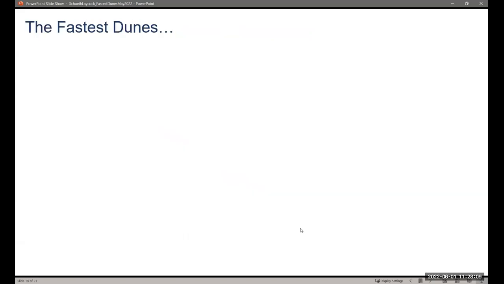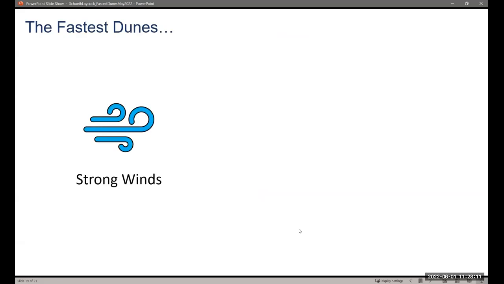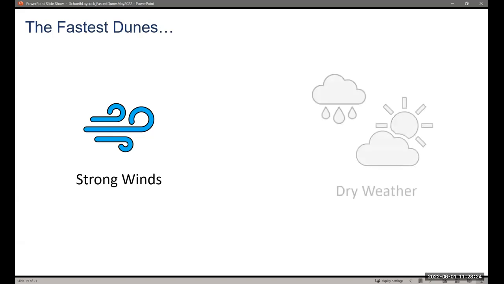And so in the end, the world's fastest dunes tend to be in environments with very strong winds, not necessarily fast winds, but strong winds. That strength relates to things like environment, or not altitude, the roughness of the terrain. Are there lots of hills and stuff blocking the winds, vegetation, things like that, but also very dry weather. This can either be dry seasonally or dry all year round.